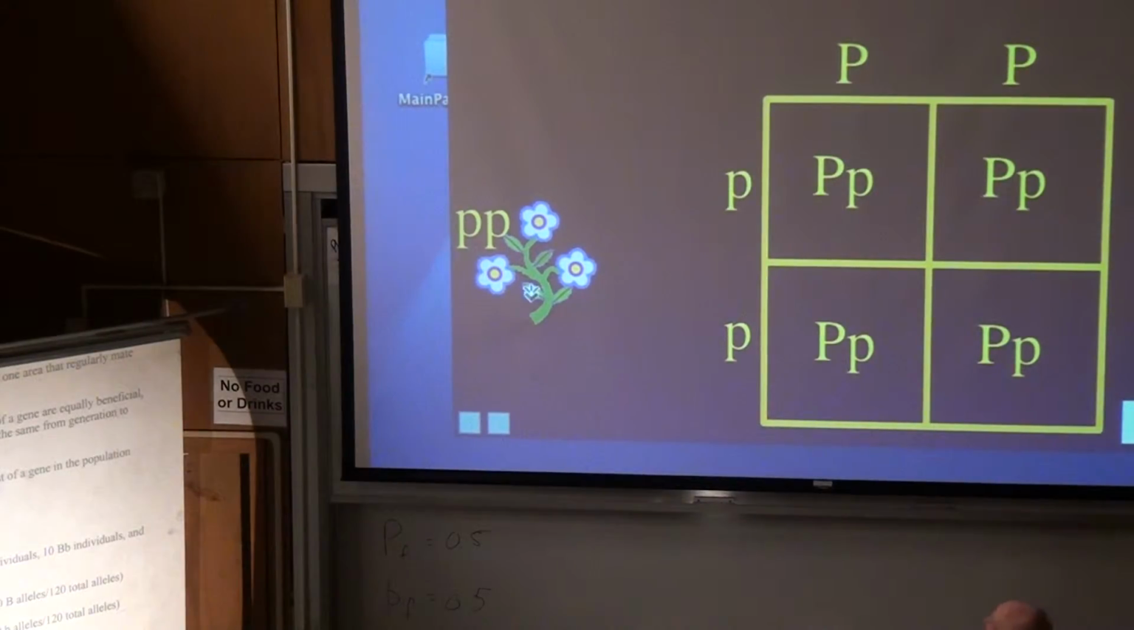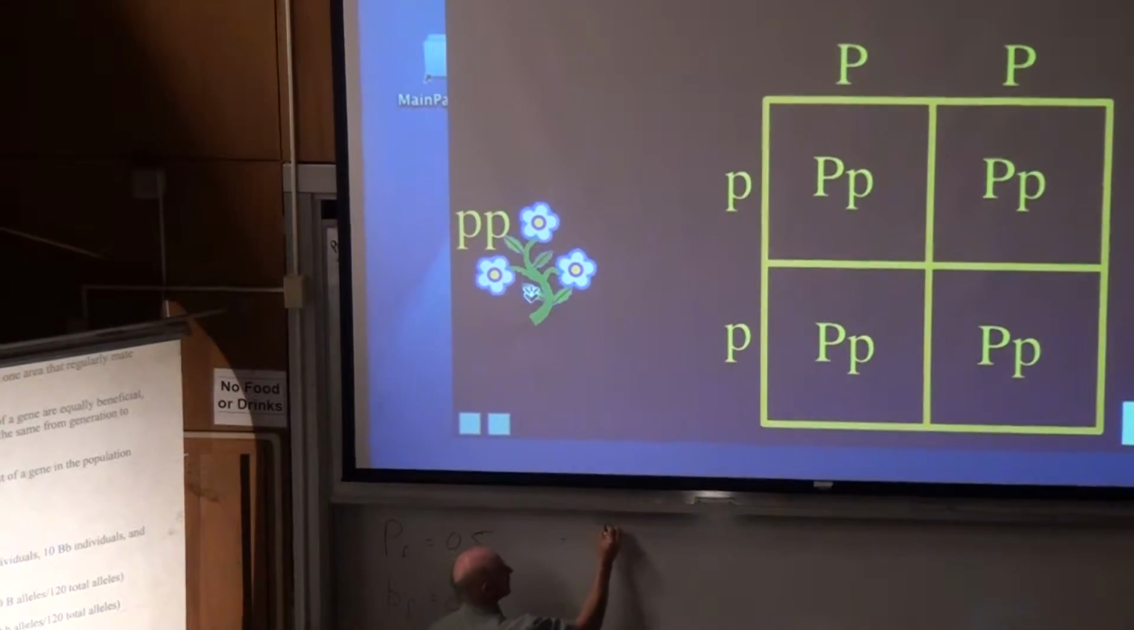Nothing's changed. Let's just focus in on the F1 generation inside the Punnett square. We now have 4 individuals in the population. They're all big P, little p. And if there's 4 individuals, there's 8 total alleles. But 4 of those alleles are big P and 4 of those alleles are little p. So we're right back to where we started.